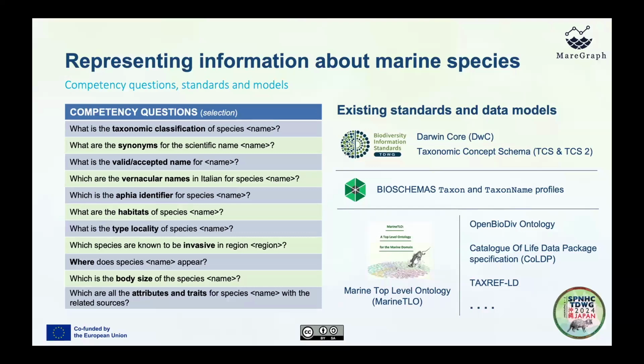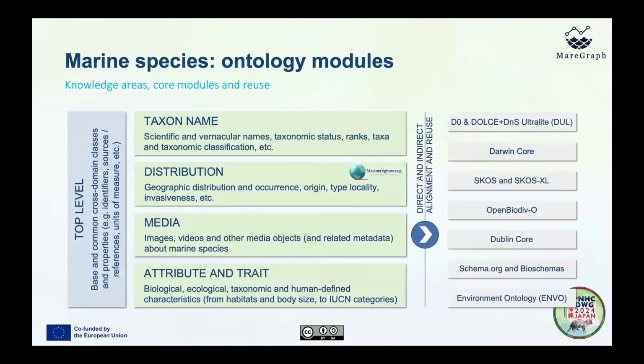We have obviously been considering Darwin Core and the taxonomic concept schema, part of TDWG's biodiversity information standards. We have other data models too, and some of them follow the semantic web principles, such as the Bioschemas initiative and the Open Biodiversity Ontology, while others are defined in other formats, such as the Catalog of Life data package. With all these requirements in mind, it should be easy to understand the structure and content of our ontology network for representing information on marine species.